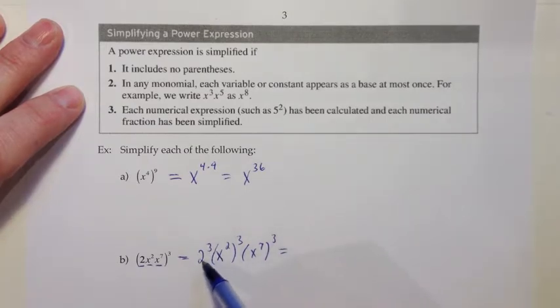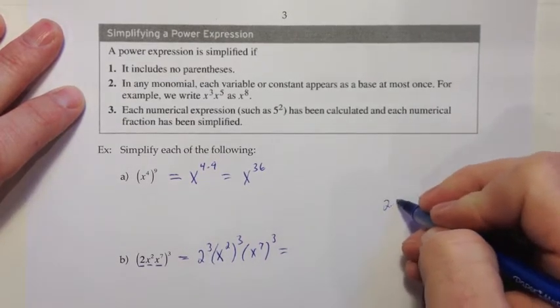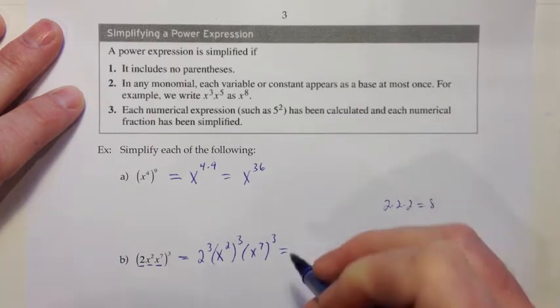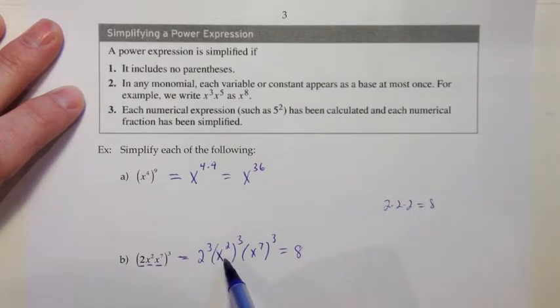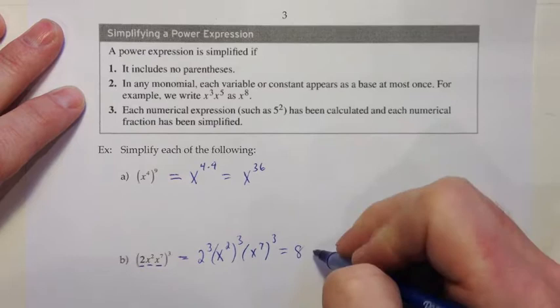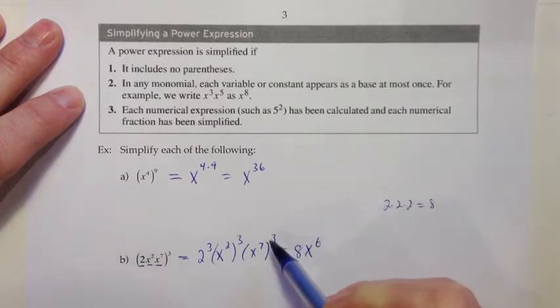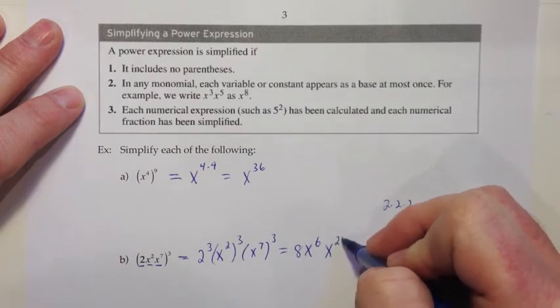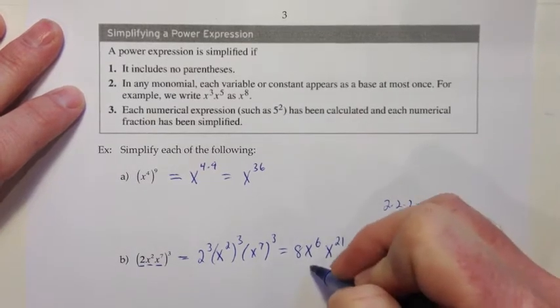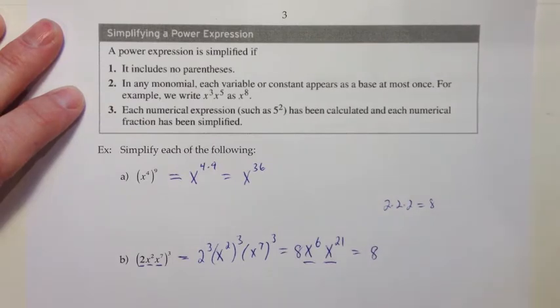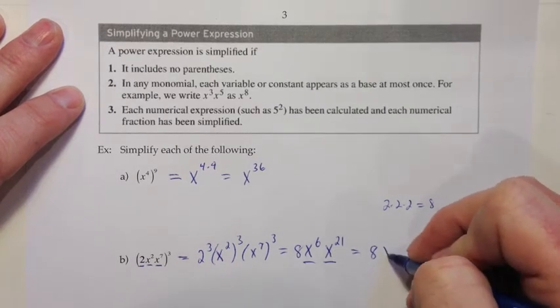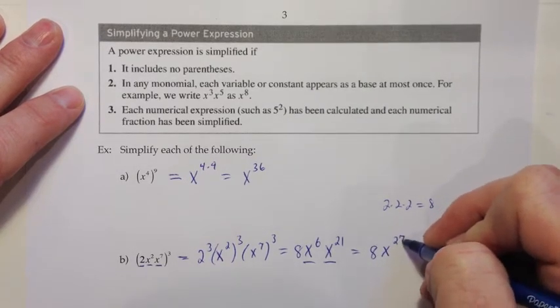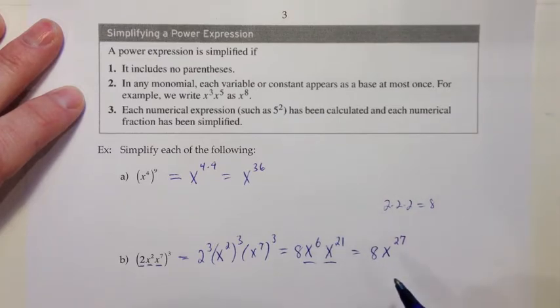So 2 to the third we'd want to work out. That's 2 times 2 times 2, which would be 8. And then we have x squared to the third, that's power to a power, so that would be x to the sixth. And again, power to a power, so 7 times 3 would be x to the 21. And then these are both the same base, so we'd want to combine that, and when you have two things with the same base and you're multiplying, you add their exponents together. So this would be 8x to the 27, where that 27 comes from adding those two exponents.